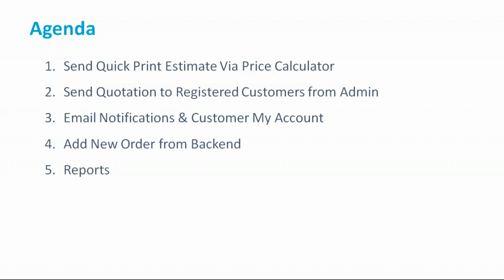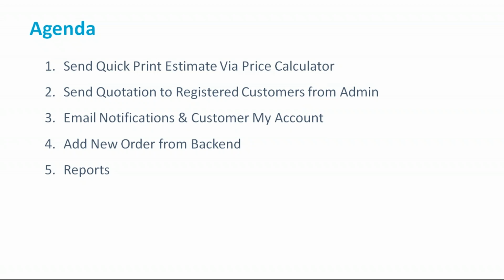So today in this video, I will quickly show you how we can automate the processes. First, sending a quick print estimate via the price calculator, and sending an official quotation from the admin panel. Then how the customer will see it in the email, and the customer's My Account at their end to track the quotations and orders they have placed with you. You can also place an order on behalf of customers in the backend, and we can manage other processes automatically in the backend, along with the reports.